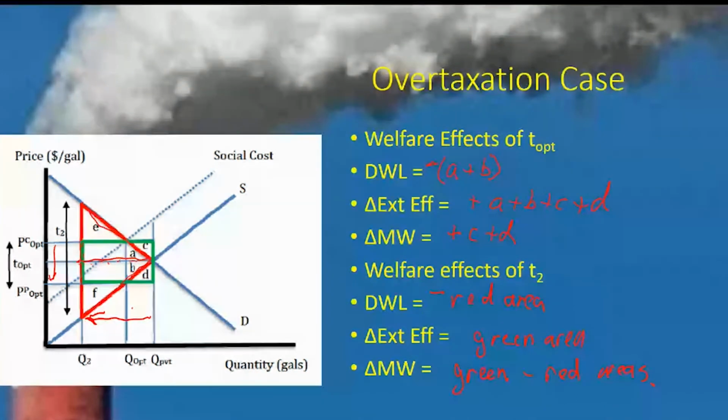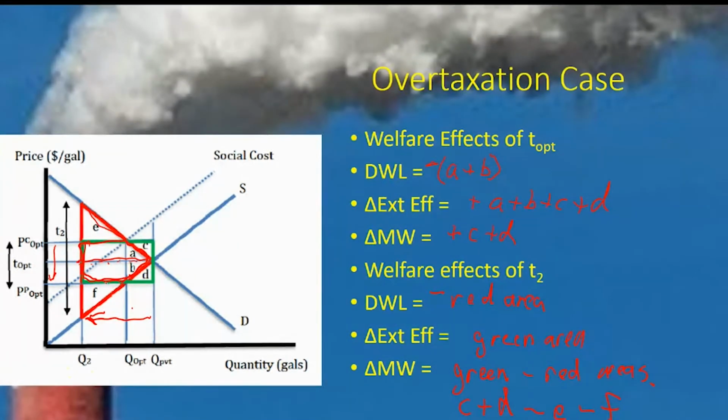The greens are going to be the positive effect of reducing the pollution. The red is going to be the negative effects, the deadweight losses that you're causing by the tax. And if you take the green minus the red area, what are we going to end up with? We're going to end up with C plus D minus E minus F, because this area in the middle overlaps each other, so that's going to cancel out.